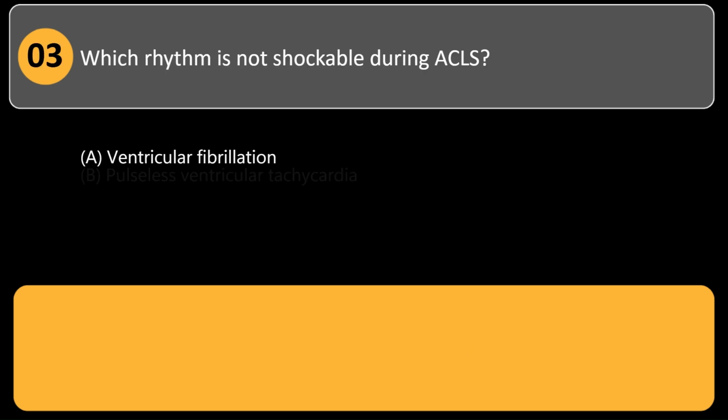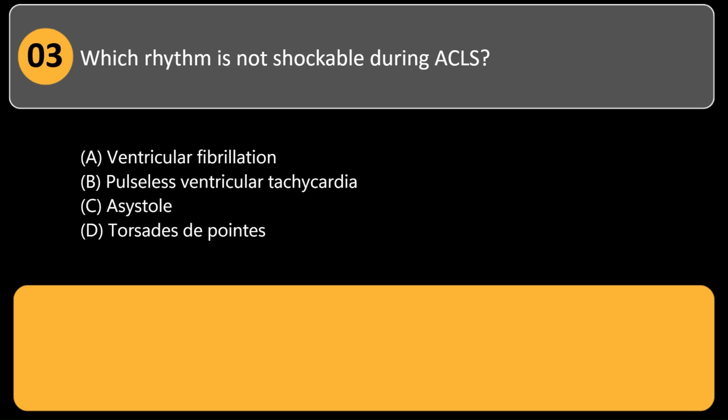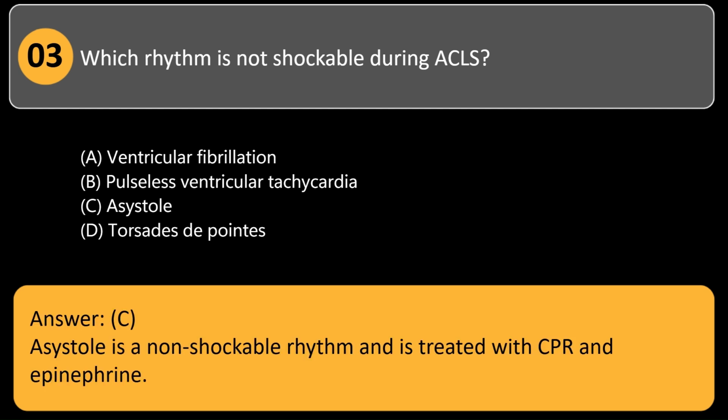Which rhythm is not shockable during ACLS? A. Ventricular fibrillation. B. Pulseless ventricular tachycardia. C. Asystole. D. Torsades de pointes. Answer: C. Asystole is a non-shockable rhythm and is treated with CPR and epinephrine.